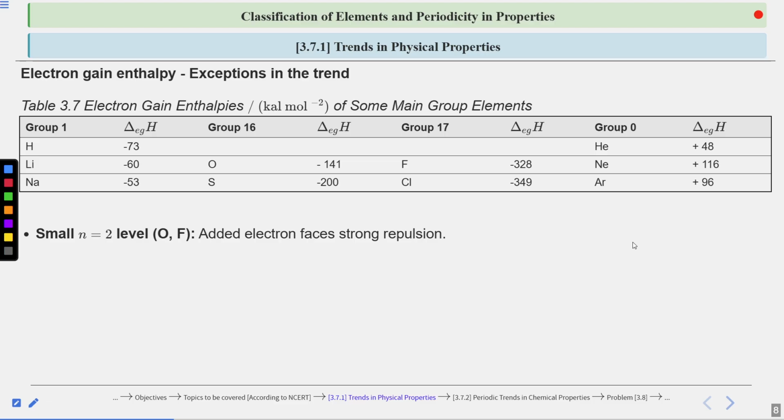So again I am repeating it. What is the reason behind it? Why are we not seeing a greater negative value for fluorine and oxygen as compared to sulfur and chlorine? Because they are facing difficulty in accepting the electron due to their small size. And as a result, your electron gain enthalpy is less negative for oxygen and fluorine than the expected one. I guess this is clear to you all. Due to the small size of oxygen and fluorine, it is difficult to add an electron, and as a result we are getting a less negative value.